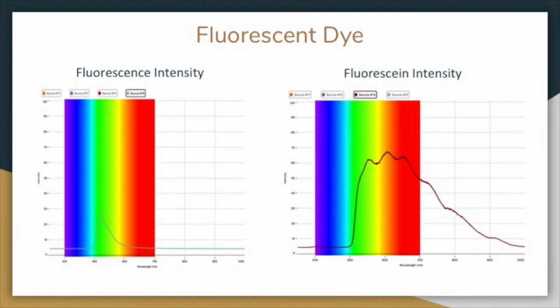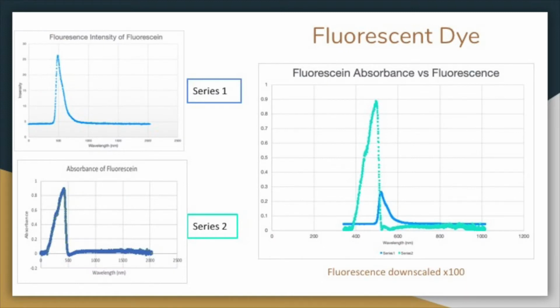Here represents the intensities of fluorescein directly through the light, as well as when monitoring fluorescence by shining the light at a 90-degree angle to the photometer, so as not to capture any direct light. This graph shows a comparison of fluorescein absorbance and fluorescence, with the fluorescence graph downscaled by 100, so that it could fit on the same graph for comparison.